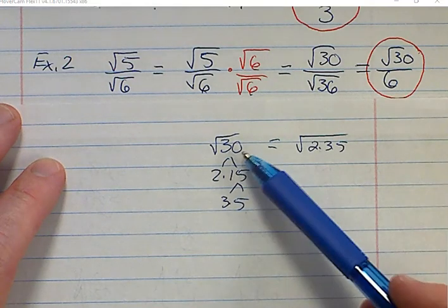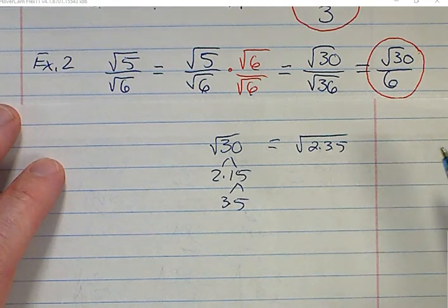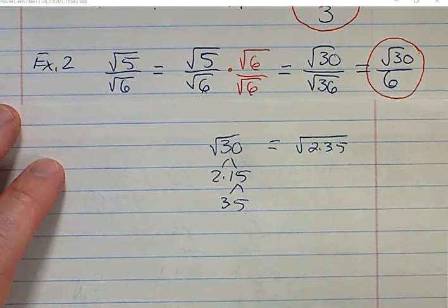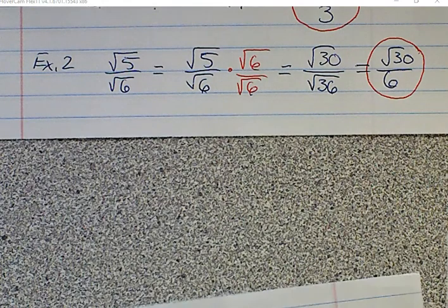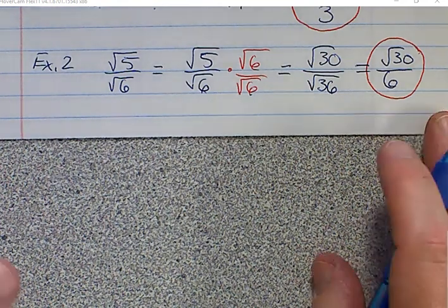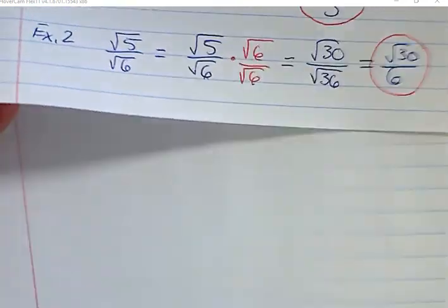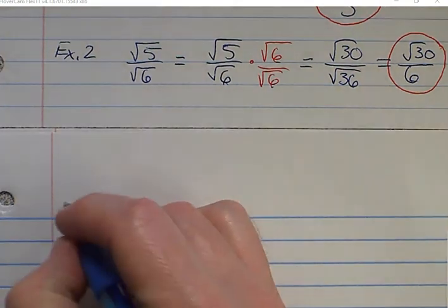So 30 is one of those numbers that looks like it should be able to be broken down, but 30 in square root form cannot be broken down to be anything simpler. So for that one, we're just going to leave it as square root of 30 over 6. Okay, one or two more of these and we'll show you what the other part we're going to do here.